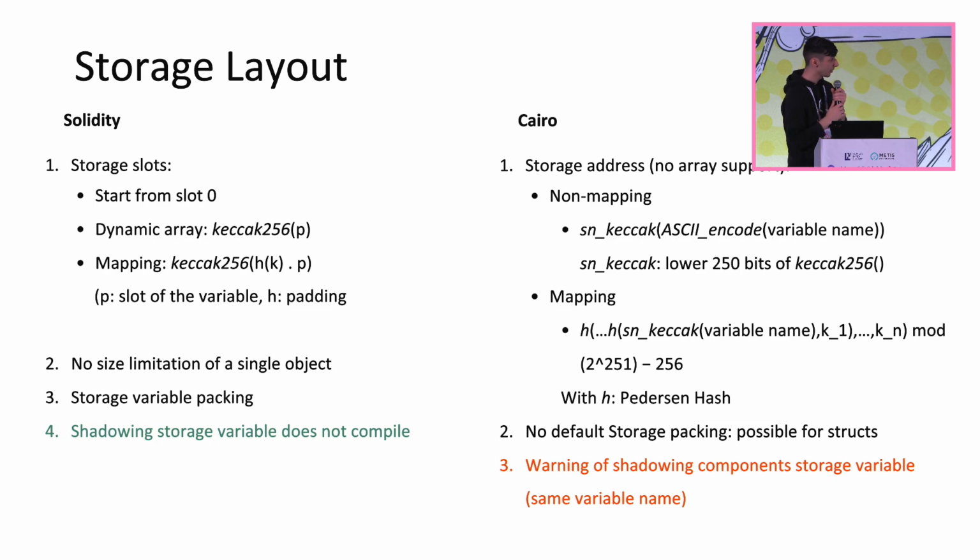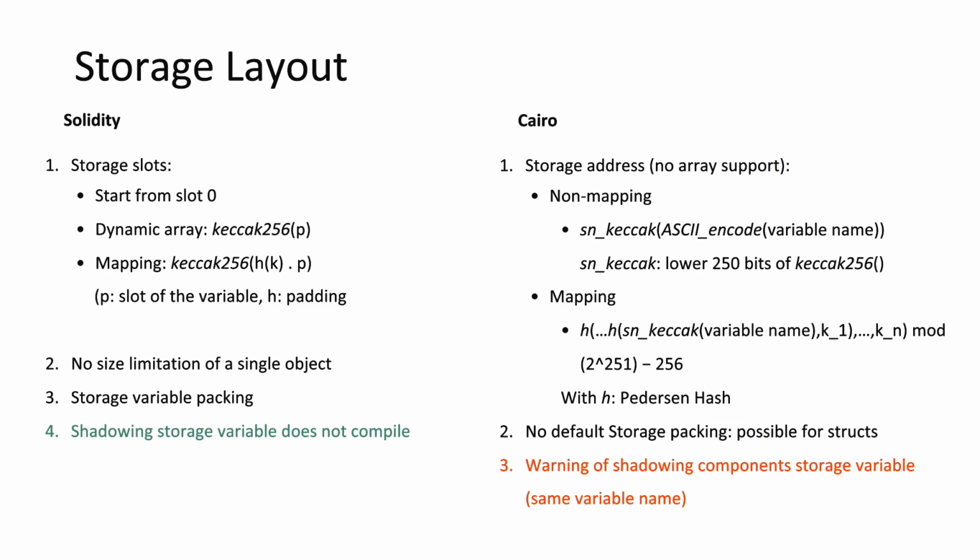For the storage layout in Solidity, as we know, the order in which we declare our storage variables will influence which slot those variables are assigned to, from 0, incrementing by 1. We know that for dynamic arrays, the array will start at the keccak256 of the slot. For mappings, each value will be at the keccak256 of the padded key appended to the slot of the mapping.